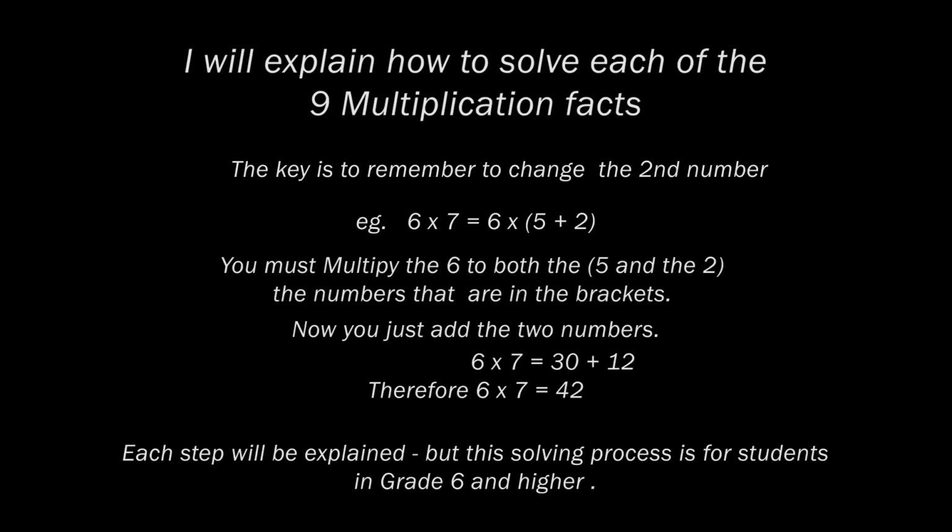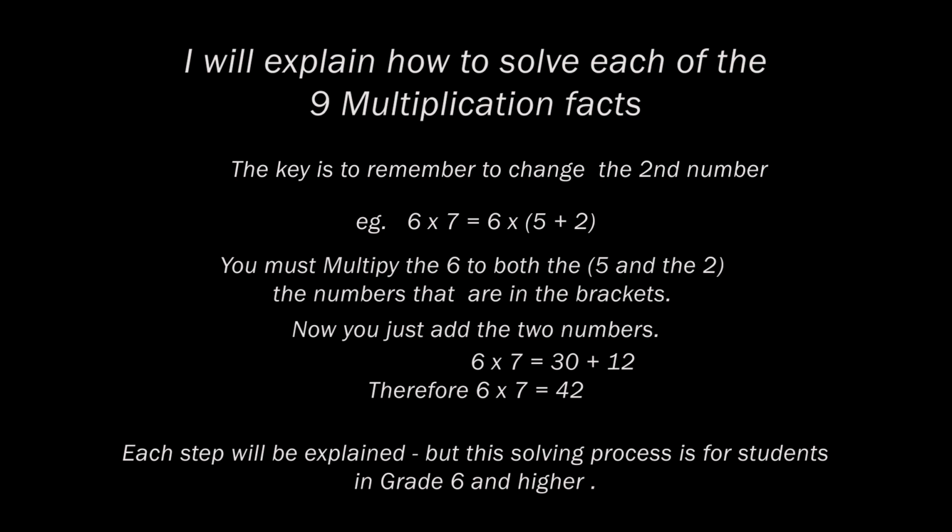I will explain how to solve each of the 9 multiplication facts. The key is to remember to change the second number. For example, 6 times 7 equals 6 times 5 plus 2 in brackets. The 5 plus 2 is equal to the second digit, the 7, in the original question.